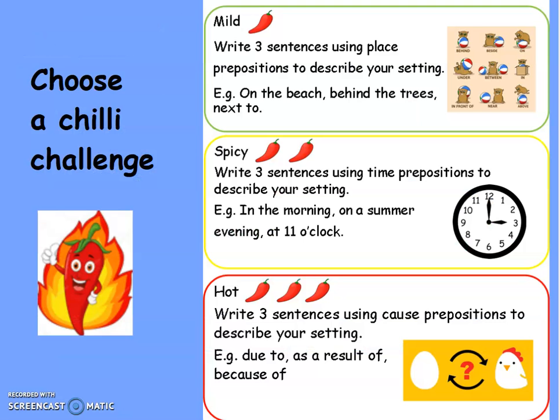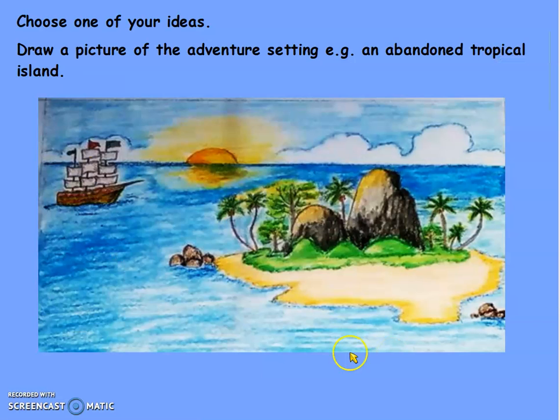When you have finished, you need to choose a chili challenge. Today's mild chili challenge is to write 3 sentences using place prepositions to describe your setting. For example, I might use on the beach as a place preposition, and I might write a sentence that says, there were luscious green palm trees on the beach.